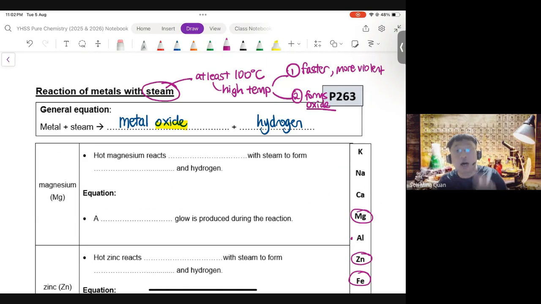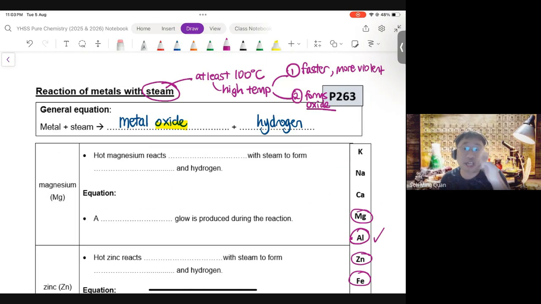Looking at the position in the reactivity series, what would you deduce about the reactivity of aluminum with steam? Aluminum is above zinc and iron. So if aluminum is above zinc and iron in the reactivity series, aluminum is more reactive than zinc and iron. If zinc and iron can react with steam, aluminum also can react with steam. It is just that it is not usually described in textbooks. Aluminum can react with steam. And you can deduce this because it's above zinc and iron in the reactivity series. Hence, it's more reactive than zinc and iron.